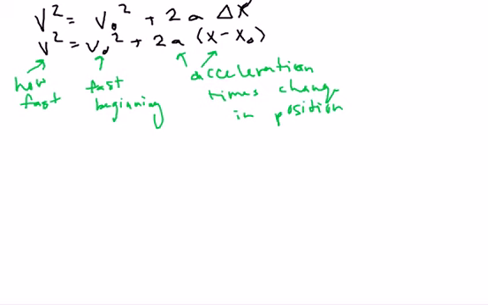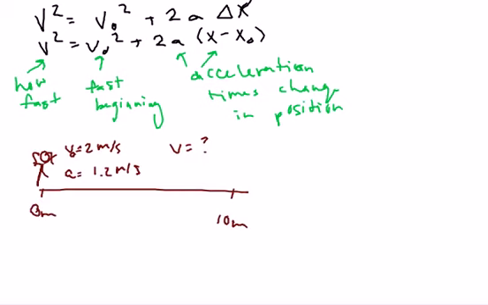Alright, so let's imagine a new person. So we got this girl. Her initial velocity is 2 meters per second. She's starting at the 0 meter mark. And her acceleration is 1.2 meters per second squared. And we want to figure out what her new velocity is.